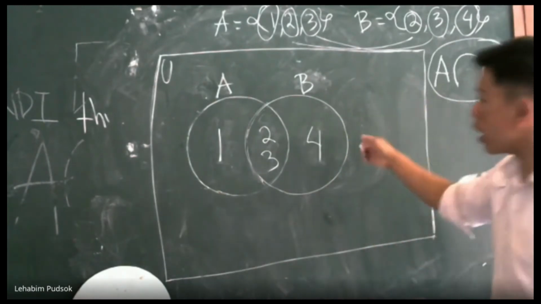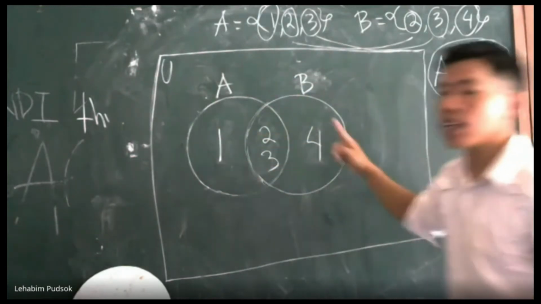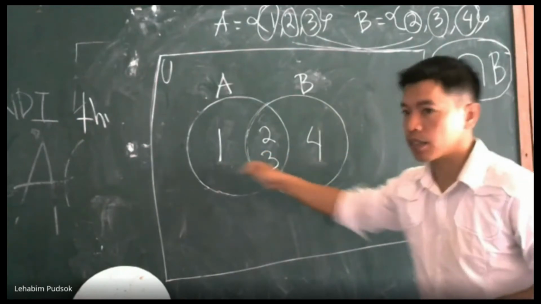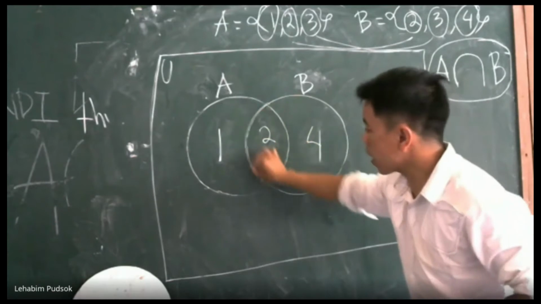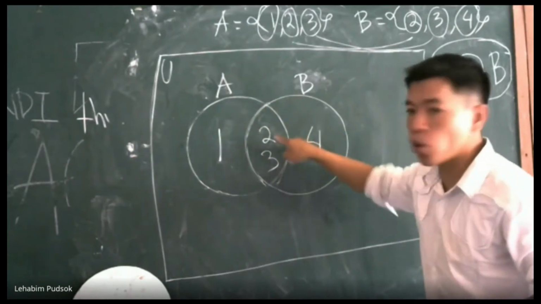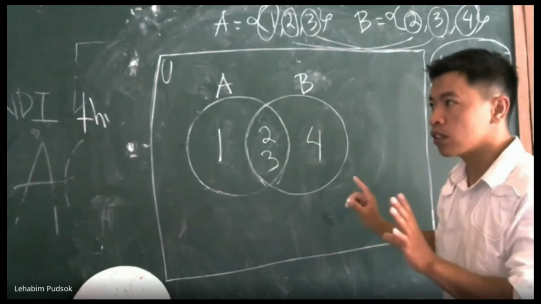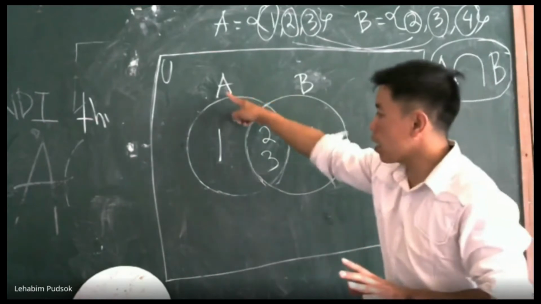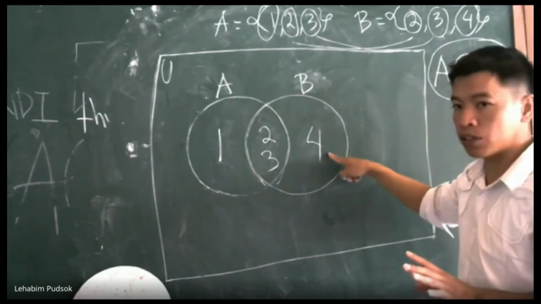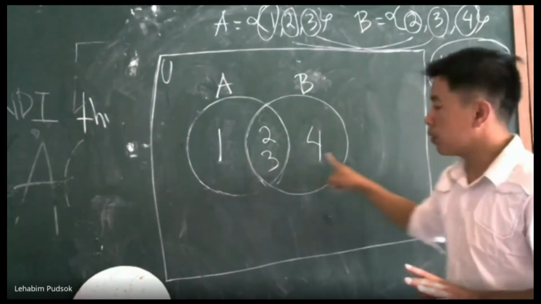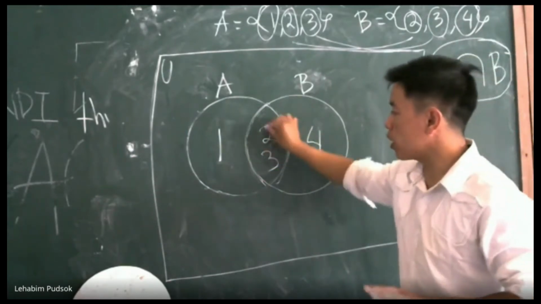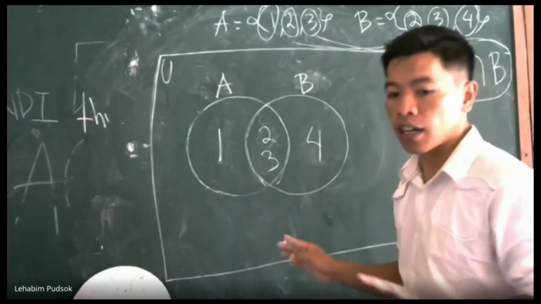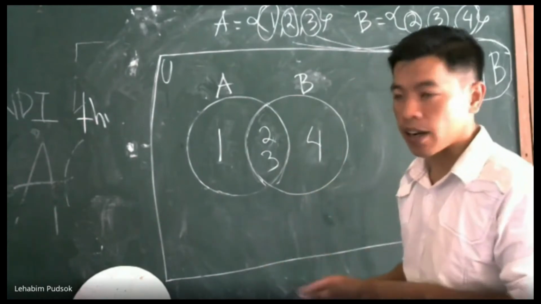That's it. With the help of this Venn diagram, you can see now the relationship of the elements. They intersect with elements 2 and 3. They both have element 2, element 3. But set A has 1 and set B has 4. They are not the same. The common things are 2 and 3. That is the purpose, the use of Venn diagramming.